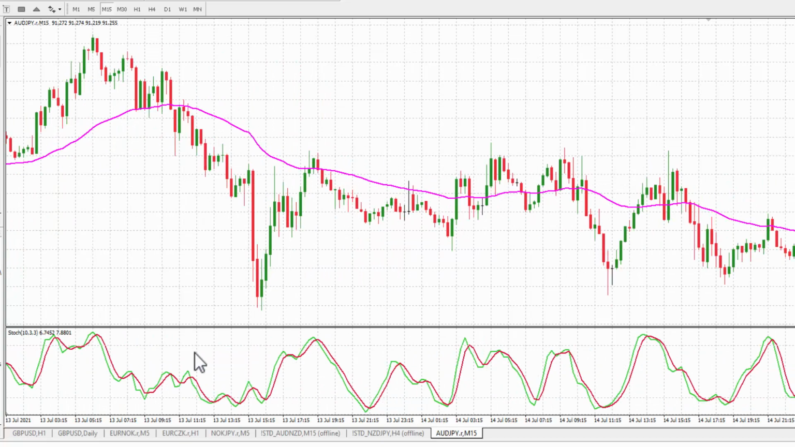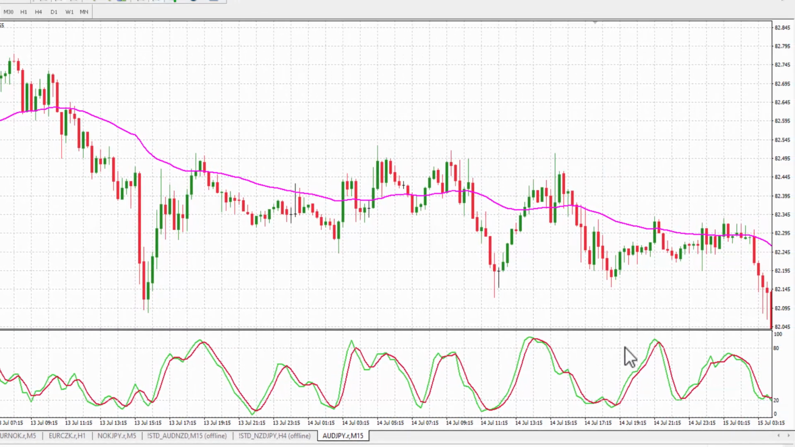So the way the stochastic oscillator works is that we have these two lines here on the 80 level and on the 20 level. When the two lines are below the 20 level and they cross over, it means the price is oversold and now it's a time to buy, so to go long. Now if the line is above the 80 level and they cross over, it means the price is overbought and it's a chance to sell.